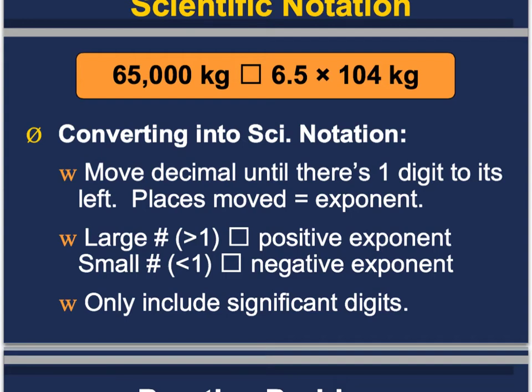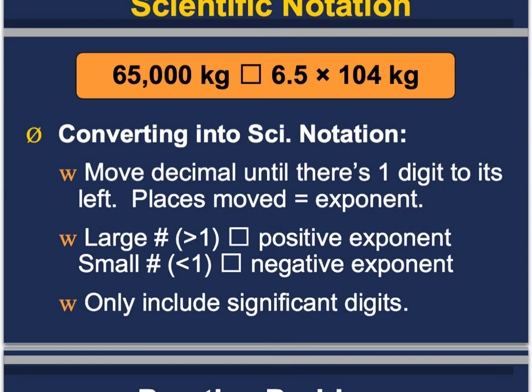Now, in scientific notation, you should have watched another little video explaining how to do this, and I'm sure it's going to be much better than this explanation. But we like scientific notation because it helps us write numbers in an easier way, and it helps us compare numbers as well. So when we convert into scientific notation, we want to move until there's 1 digit to its left. So places moved equals the exponent.